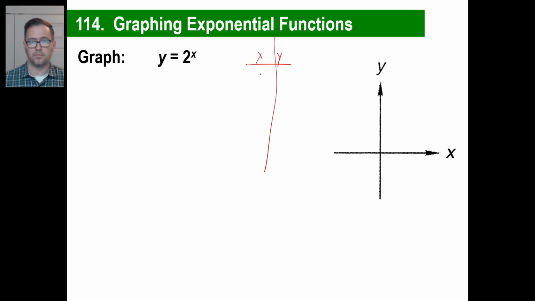Let's say you put 0 for x, and 1, and 2, and 3, and so on, all right? Well, let's say x is 0. Then y is going to be 2 to the 0 power, or 1. So 0 over, and it's going to be 1 up right there.